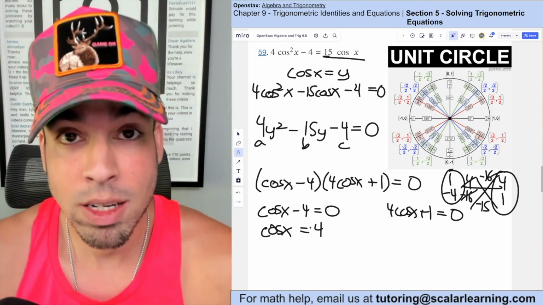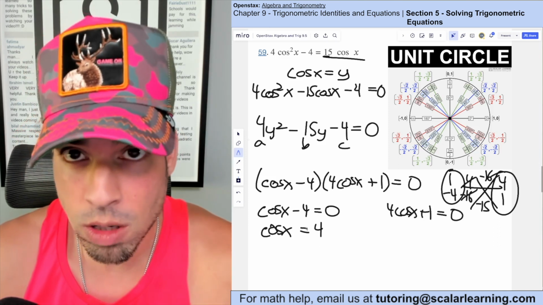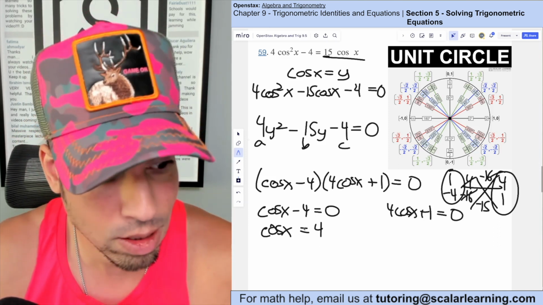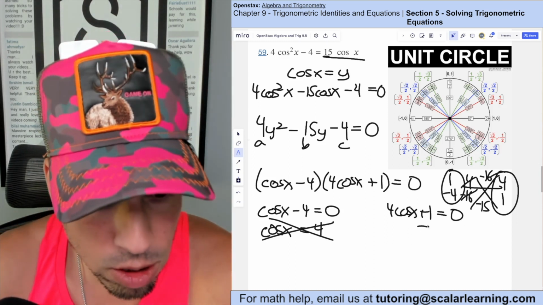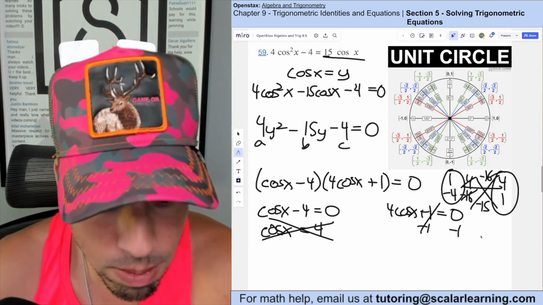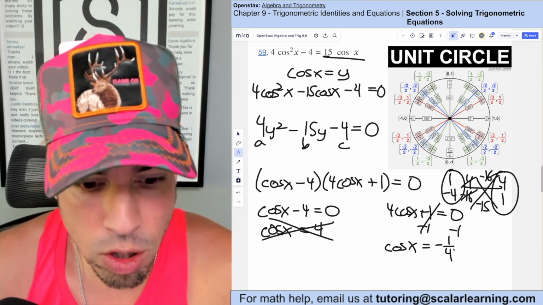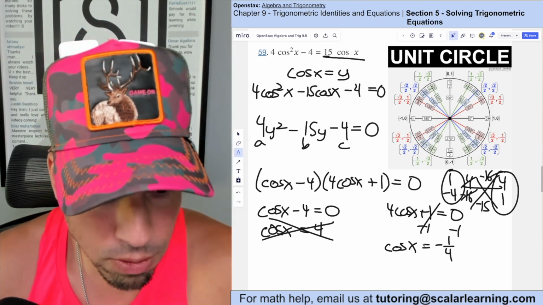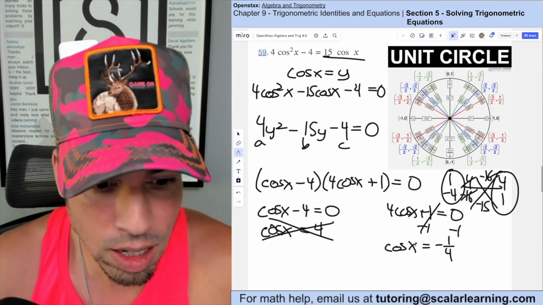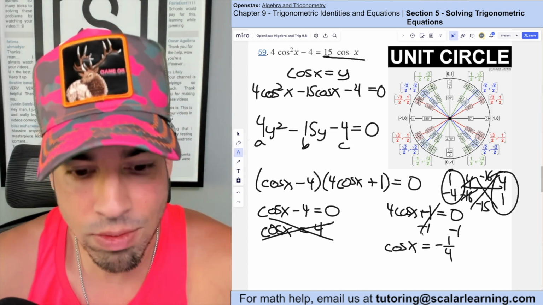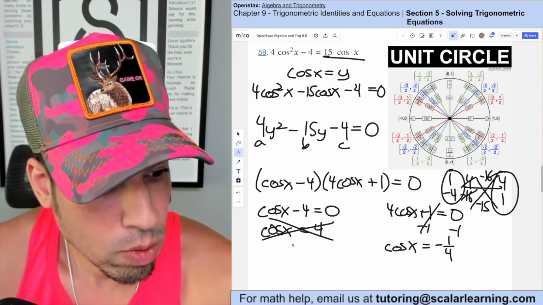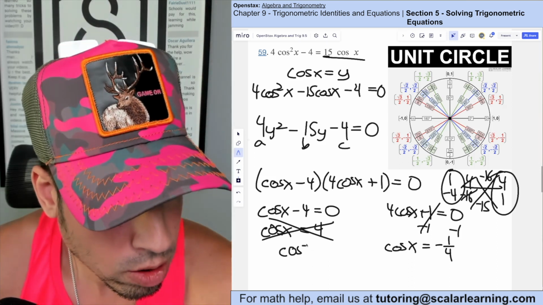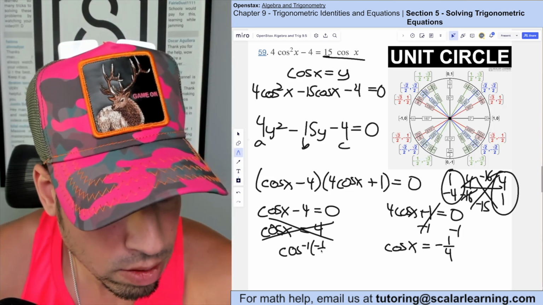Now, cosine can't return values greater than 1 or less than negative 1, which means this is a no solution situation. For this one, however, we will get a solution, so I'm going to subtract 1 from both sides and then divide by 4. So the question is, when does cosine of x equal negative 1/4? Okay, to get that answer, we're going to have to take arc cosine. And by the way, this value is not on the unit circle, so I can't just look at the unit circle and get my solution. So x is going to equal arc cosine of negative 1/4.